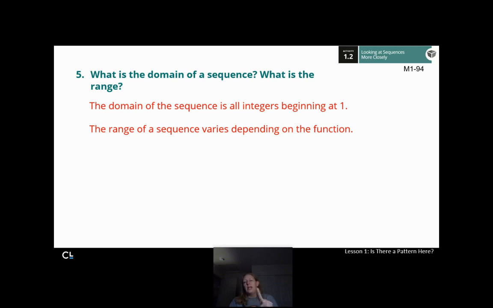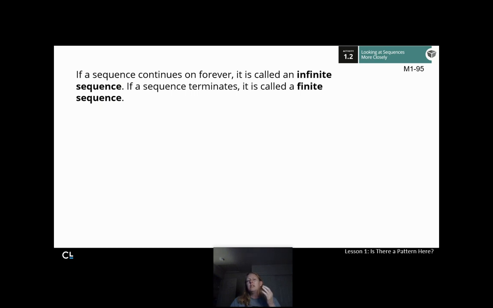But this brings us to one last important note that you need to know. If a sequence continues on forever and ever, it's called an infinite sequence. If a sequence terminates or ends, if it is done and is not going any further, it is called a finite sequence. A sequence that goes forever, that's never going to have an end, is an infinite sequence. A sequence that's like, you're done now, is a finite sequence.